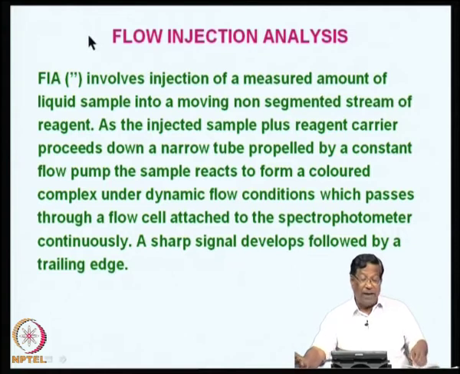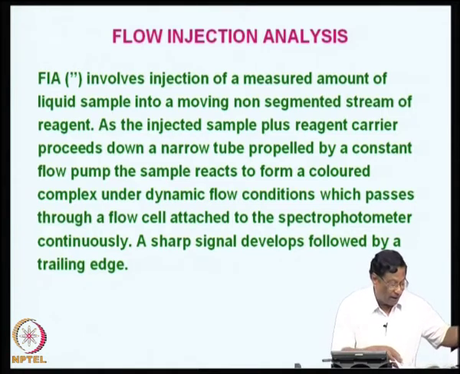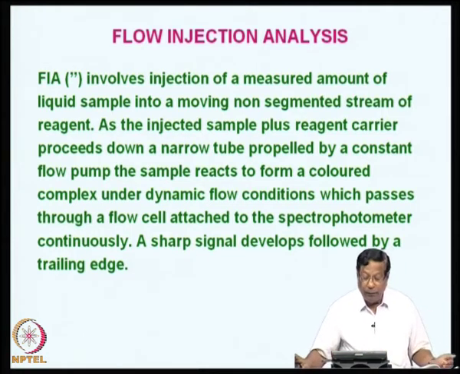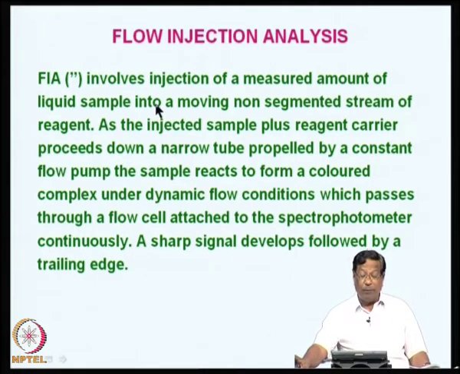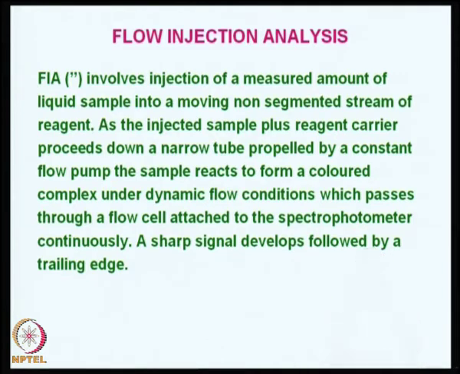Flow injection analysis involves injection of a measured amount of liquid sample into a moving non-segmented stream of the reagent. So, the injected sample plus reagent carrier proceeds down a narrow small tube. In general, you have two tubes, one segment is coming like this, another segment is coming like this, and they will form a Y section, for example, something like this.